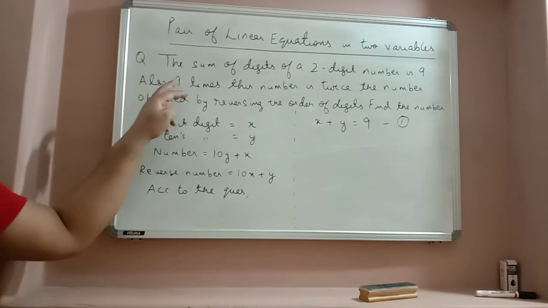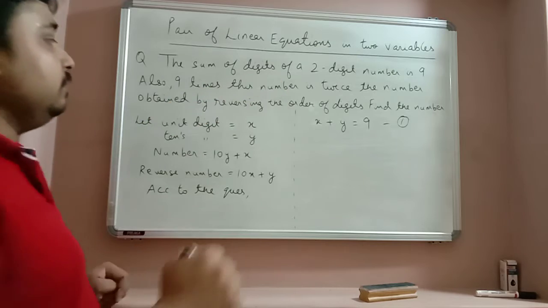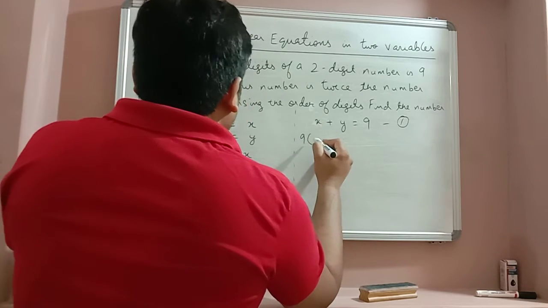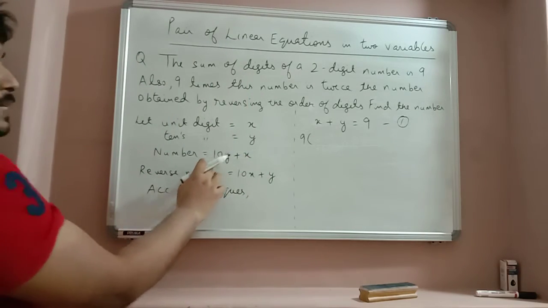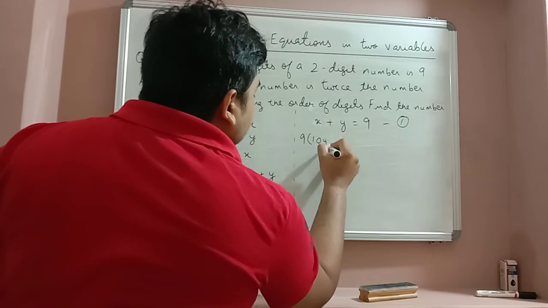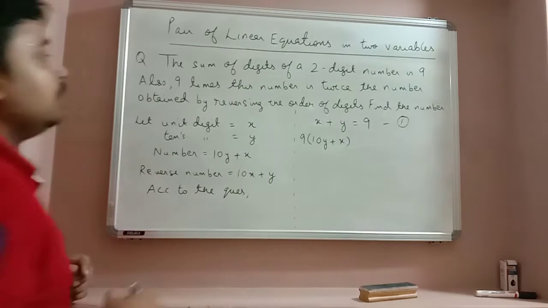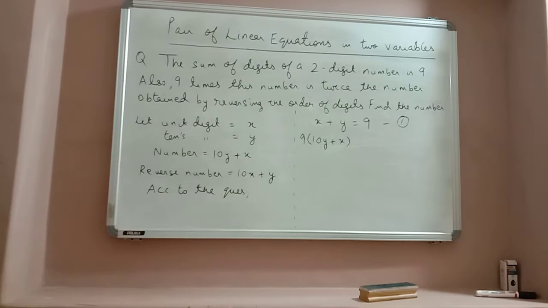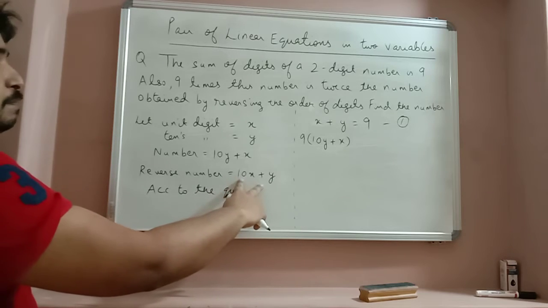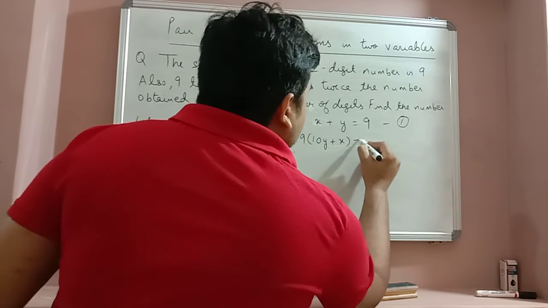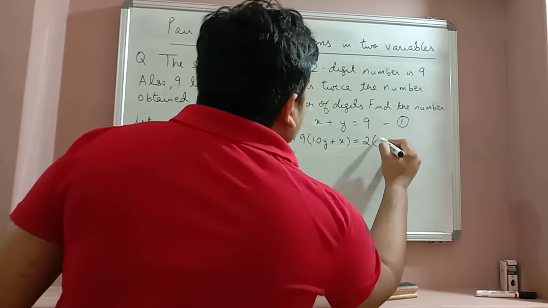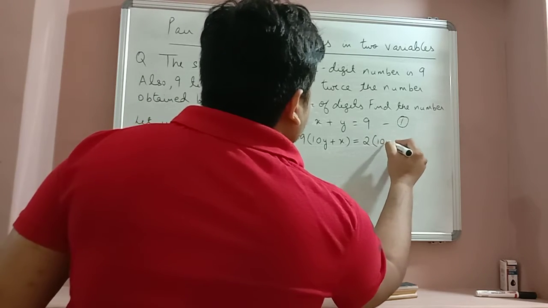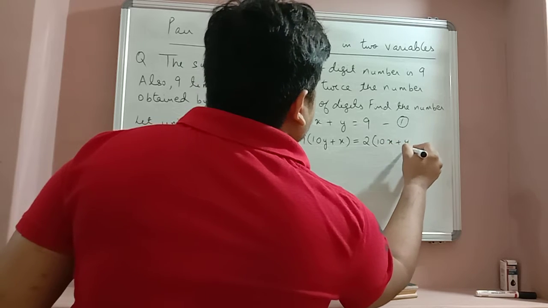And secondly, it says that 9 times this number, that is 10y plus x, is twice the number obtained by reversing the order of digits. So the reverse number is 10x plus y. So this is equal to 2 times the number obtained by reversing the digits, that is 10x plus y.